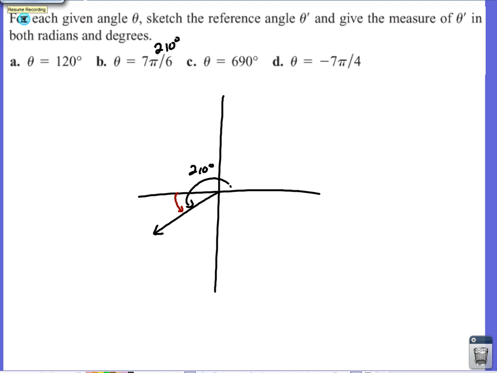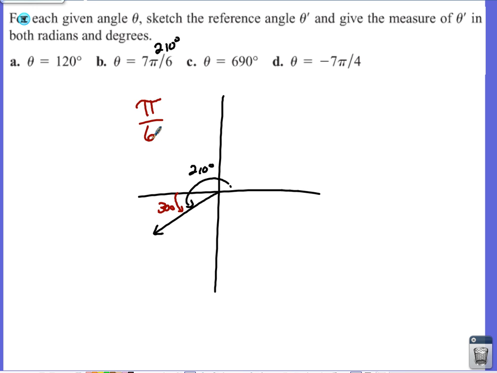Elizabeth, if this is 180, how far past that 180 are you? What is your reference angle? 30 degrees. Which is, again, pi over 6. No, that one was 60, wasn't it? Pi over 6 is 30 degrees. Okay, 180 divided by 6.